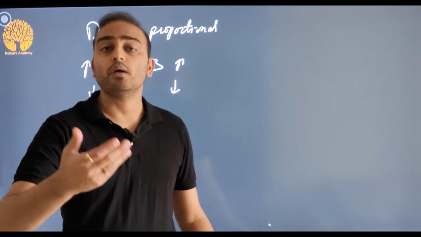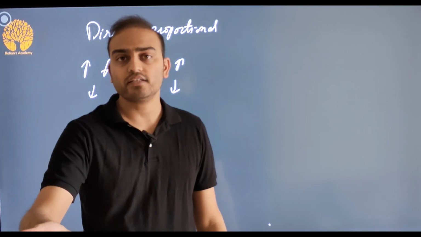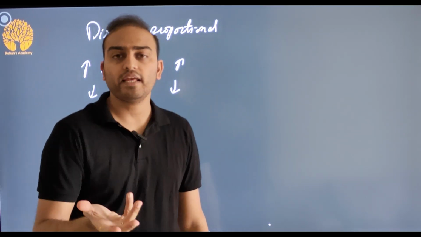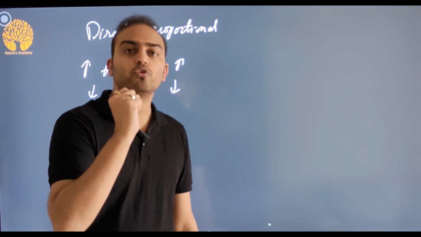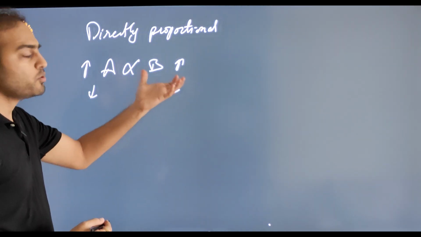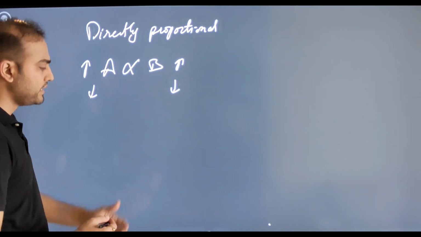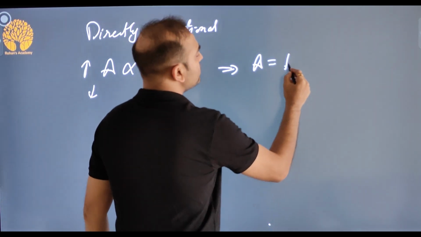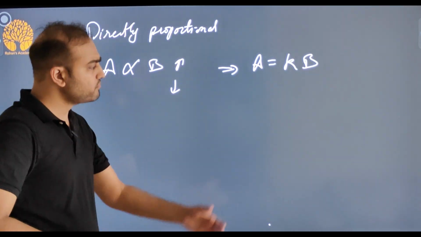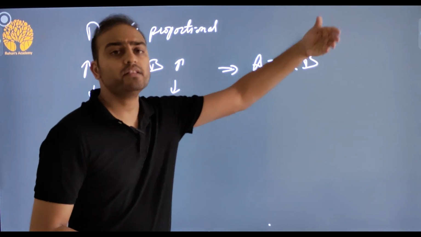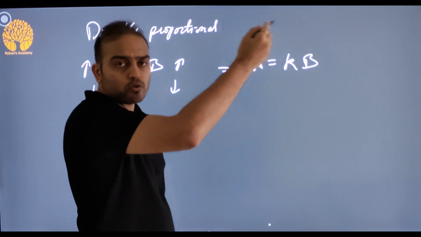For example, the number of questions you solve as practice, or the number of topic tests you take, and your score in the main exam. The more you do this, the more you will score there. So A is directly proportional to B means if A increases, B increases. Now, theoretically, how do we solve this? We write A is equal to K times B. K is just a constant. Then you continue to solve there.